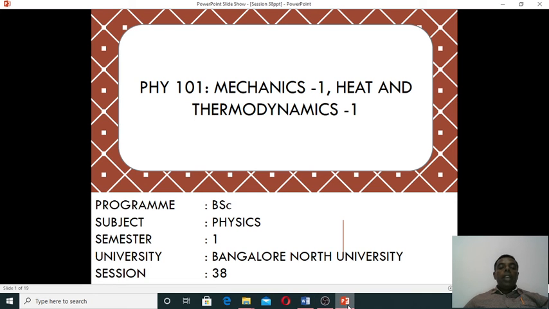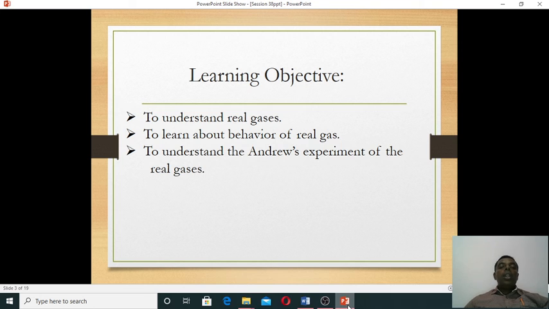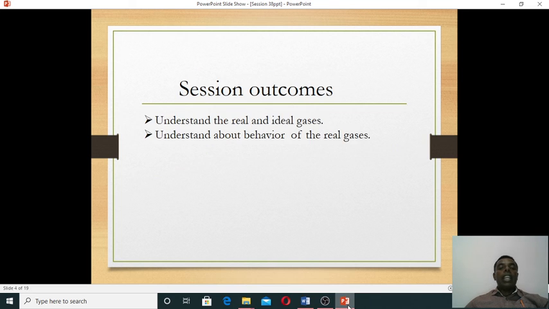Okay, today we'll discuss session 38. In session 38, we'll discuss Andrews' experiment on carbon dioxide. Here we understood what is meant by real gases, and how the behavior of real gases can be studied using Andrews' experiment.